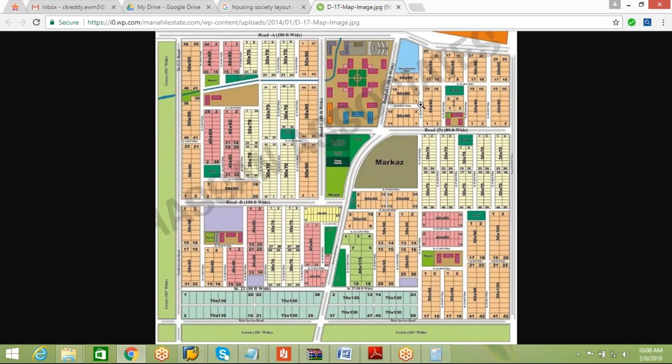Yes, this is my colony. Assume that this is the first road, second road, third road. And these are our streets. Assume this is the main road, first road, second road. These are the streets. Instead of street, we can say cross.